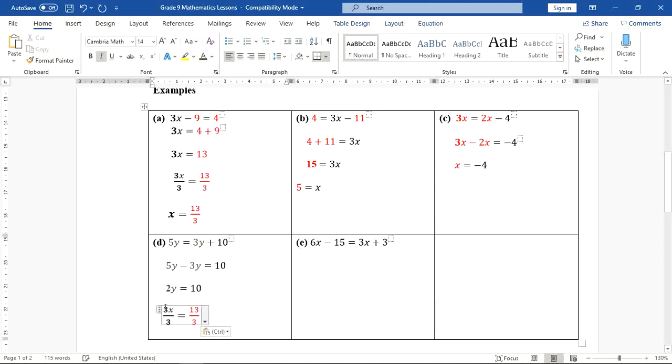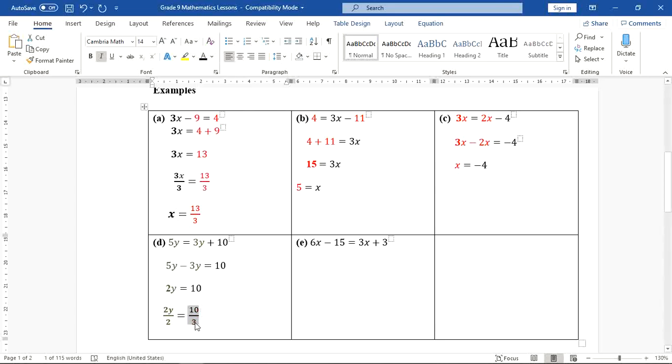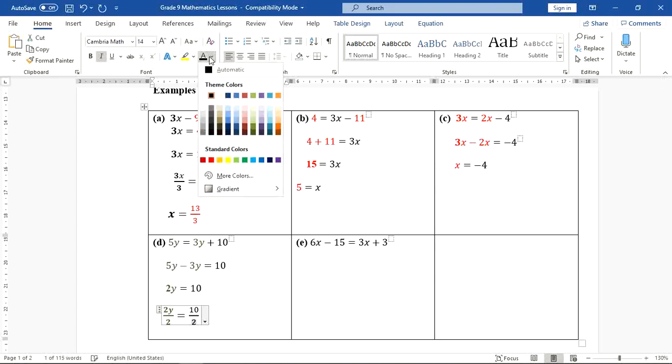Let's make this one green. So we change this one to 2y, and then we divide by 2. Remember, you don't divide by the letter, you only divide by the number in front of the letter. So we have 10 here. So let's make that 10 black. Okay. And then this is going to be a 2. And that 2 must be green.